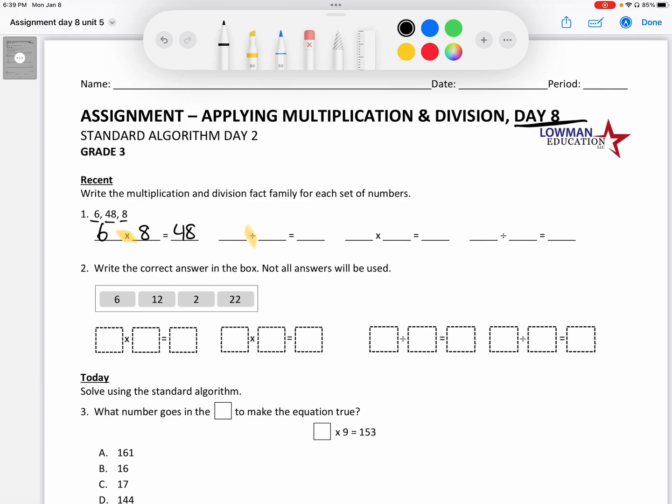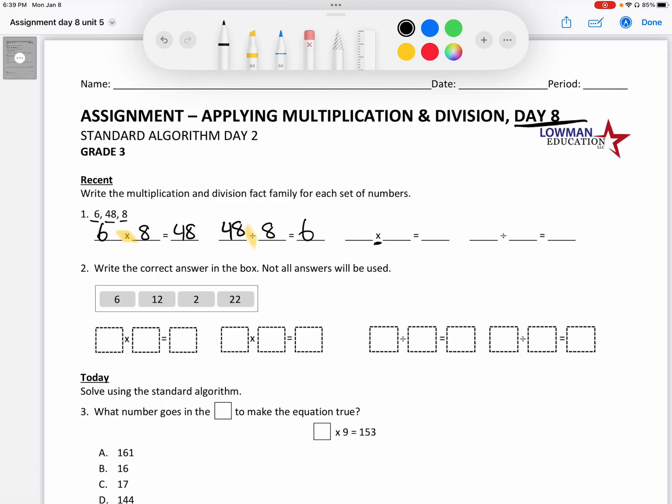The next operation here is a division sentence. So I need to use those same three numbers to write a division sentence. I know that all division sentences start with the total, the biggest number. In this case, it's 48 divided by 8 equals 6.